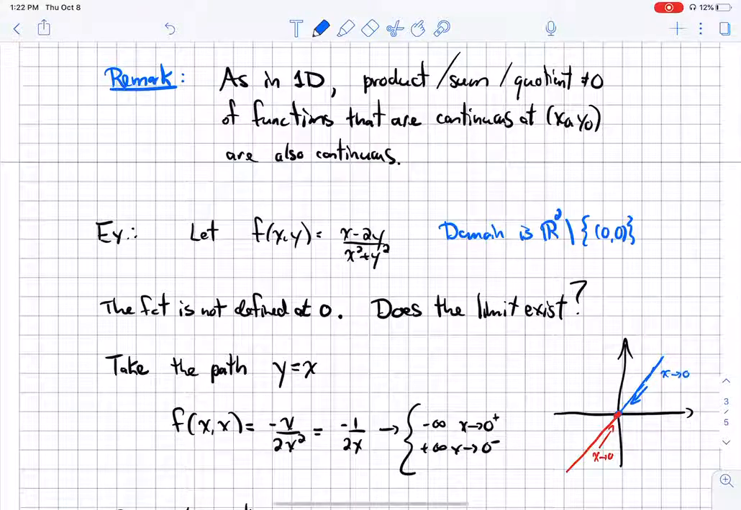What do I get? Now I can do the algebra, because approaching on that path, I just replace y by x. So x minus 2x, I get minus x, so I get minus 1 over 2x. If I approach from 0 plus, I get minus infinity. If I approach from 0 minus, I get plus infinity. So the limit does not exist. I get two different directions.